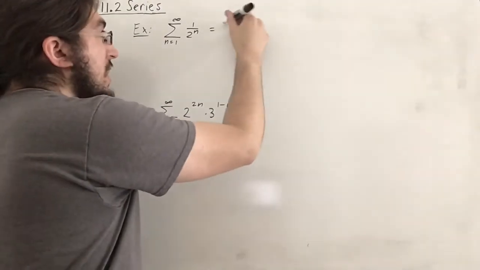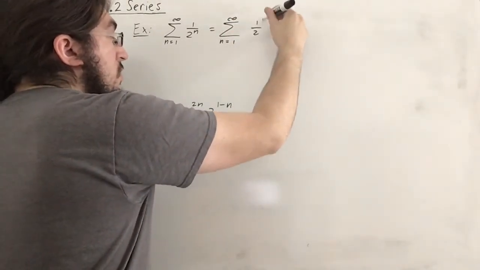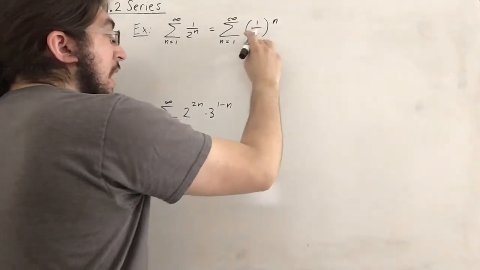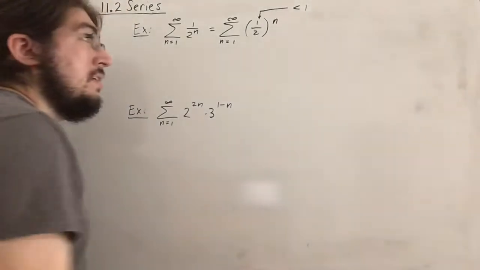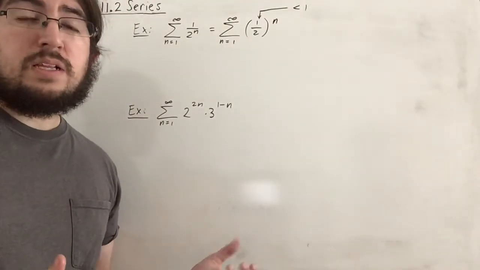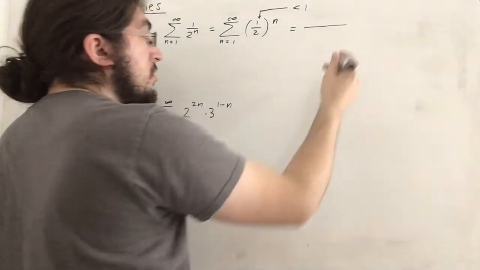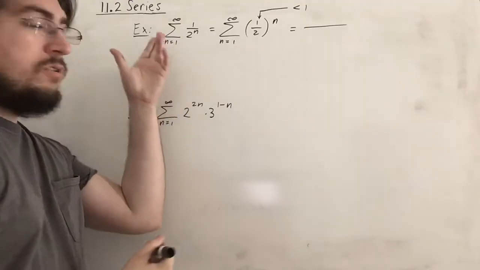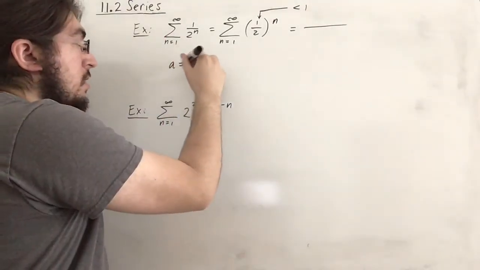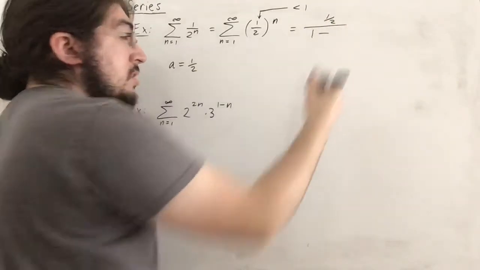Of course, this is the same as 1 over 2 to the n, like this. And here, since the inside is less than 1, it's in between negative 1 and 1 specifically, we can actually say that this limit approaches the first term in the series, which is just plugging in 1. So the first term, a in this case, would be 1/2.